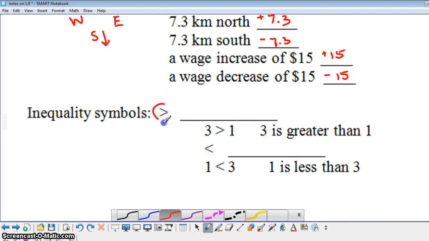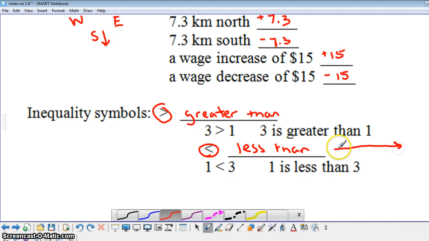Let's take a look at one other item here, and that's inequality symbols. This symbol means greater than. So for example, 3 is greater than 1, and this symbol here means less than. So for example, 1 is less than 3, and the reason 1 is less than 3, if you think about it in terms of a number line, 1 would be to the left of 3. So if a number is to the left of the other, we use less than. If a number is to the right, 3 is to the right of 1, we use greater than.